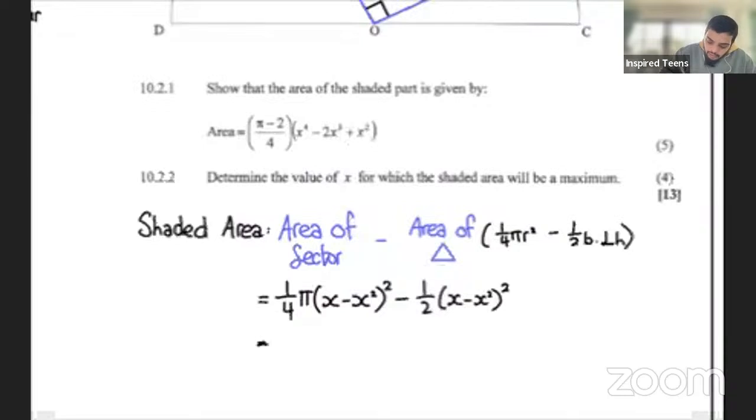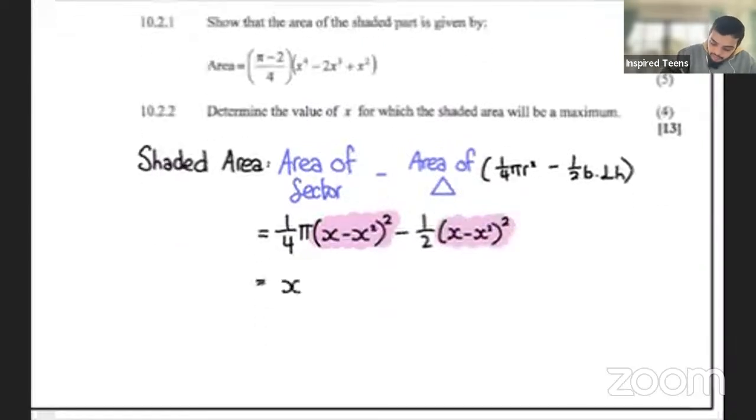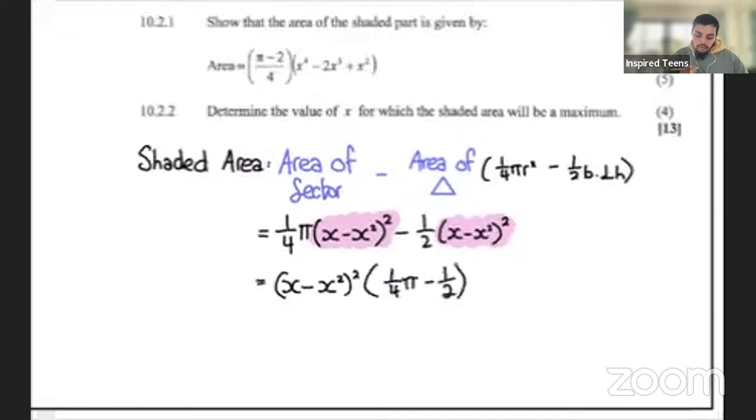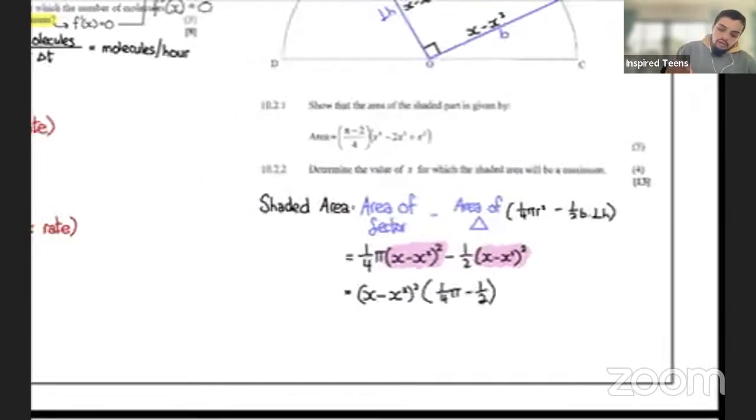But now what I'm going to do is simplify it. I can take a common factor of x minus x squared, squared, because it's common in both terms. I take it as a common factor, x minus x squared, squared, and I'm left with a quarter pi minus a half.